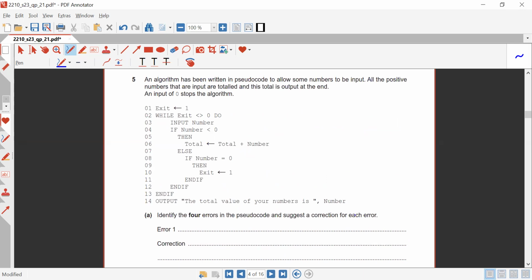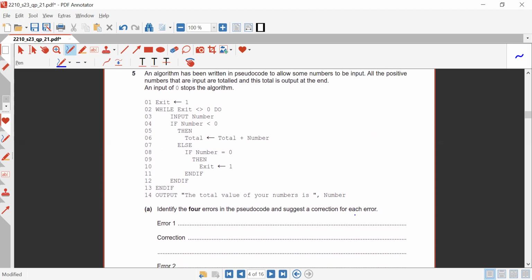Okay, now coming towards question number 5. What does question number 5 say? It says an algorithm has been written in pseudocode to allow some numbers to be input. All the positive numbers that are input are totaled, and this total is output at the end. Now they are saying an input of 0 stops the algorithm. That means it will be running until and unless 0 is entered. So it might be a while loop, or it might be a repeat until loop that will be applied over here.